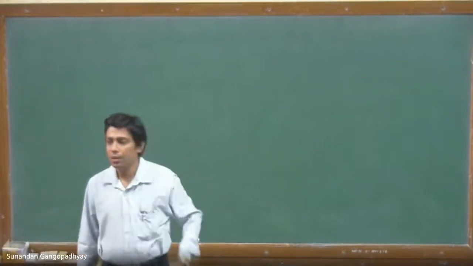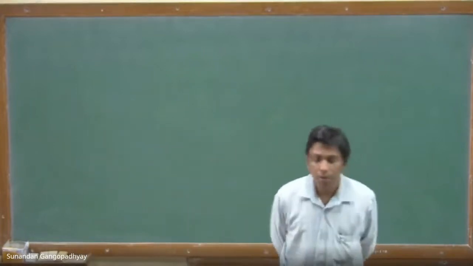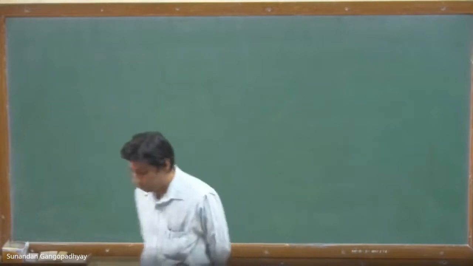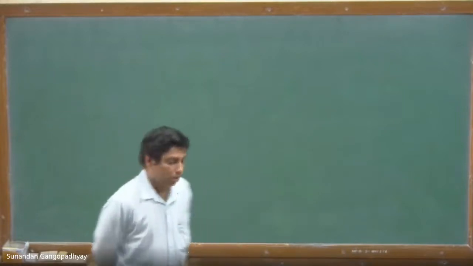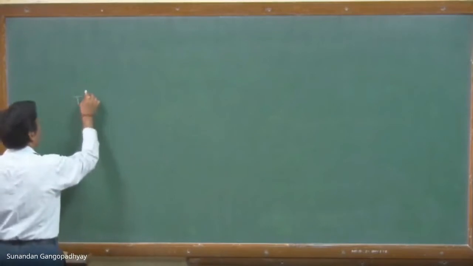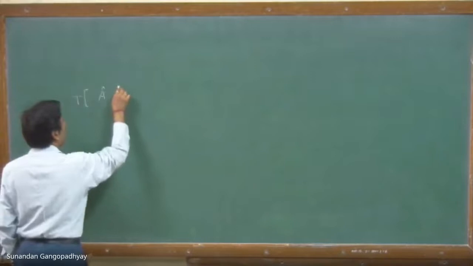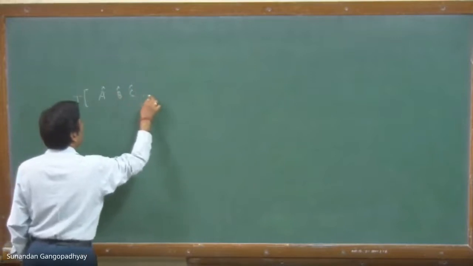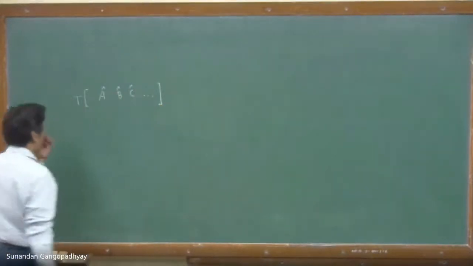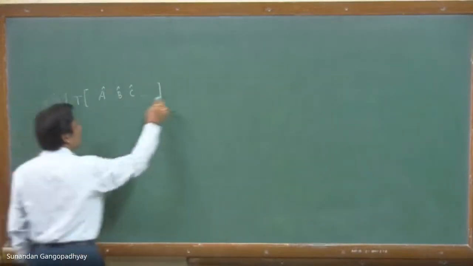In the last discussion we were talking about Wick's theorem, so let us continue with that. What we saw was the following: if we have a time ordered product of a string of operators, our aim is to calculate this object.